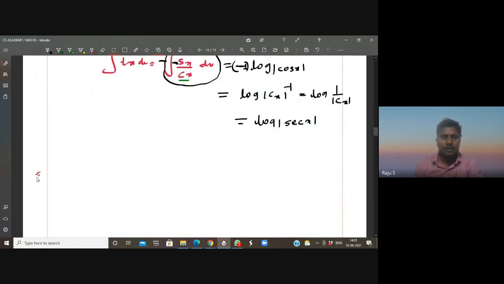The 24th formula I'm going to write here. See, students, many of them get confused here. What is integral log x dx? Integral log x dx. Is it 1 by x?